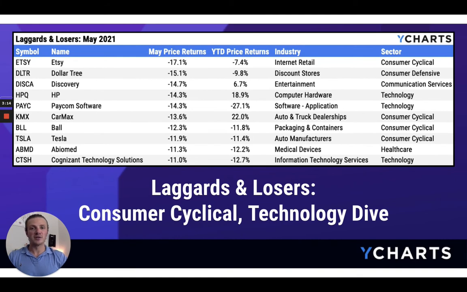And the 10 laggards and losers, the 10 worst performing S&P 500 stocks, was consumer cyclical and technology names taking a dive. Shares of Etsy, Dollar Tree, HP, Paycom Software, CarMax, and Ball were all lower, mostly on disappointing earnings and guidance results. Shares of Tesla were also down 12%, but for their own reasons. The average sale price of a Tesla fetched about 10% less than it did a year ago, as well as some confusion surrounding a speculative sale on Tesla's held Bitcoin assets.